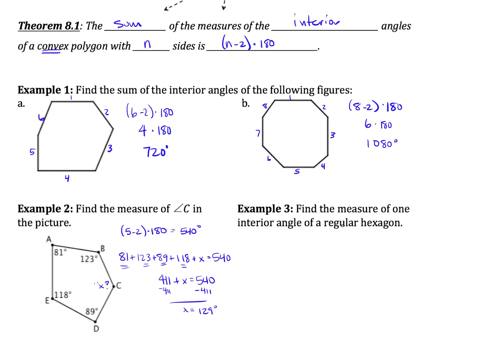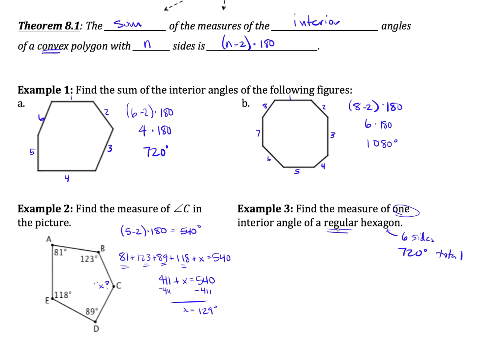On example 3, it says find the measure of one interior angle of a regular hexagon. Now we know a hexagon is going to have 6 sides, and we've already figured out how many total degrees the interior angles should add up to. We know that it should be 720 degrees total, but it's not asking for the total. That one was the sum of the interior angles. Down here in example 3, we're finding the measure of one interior angle.